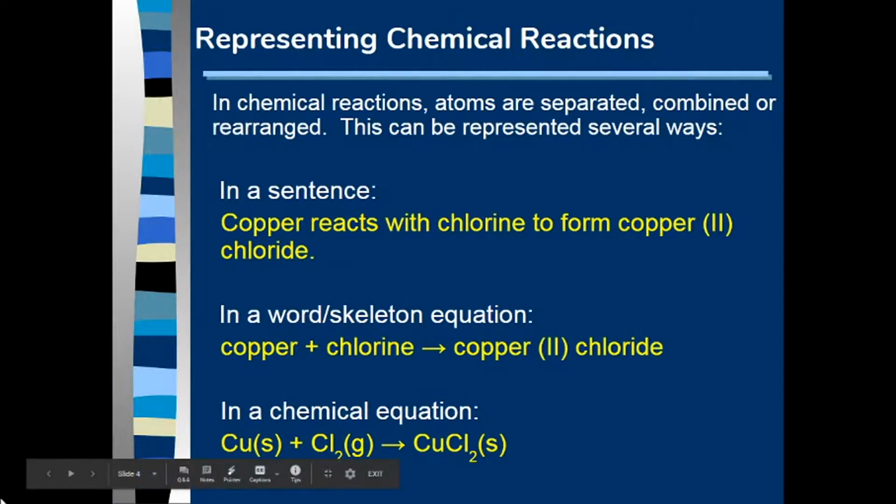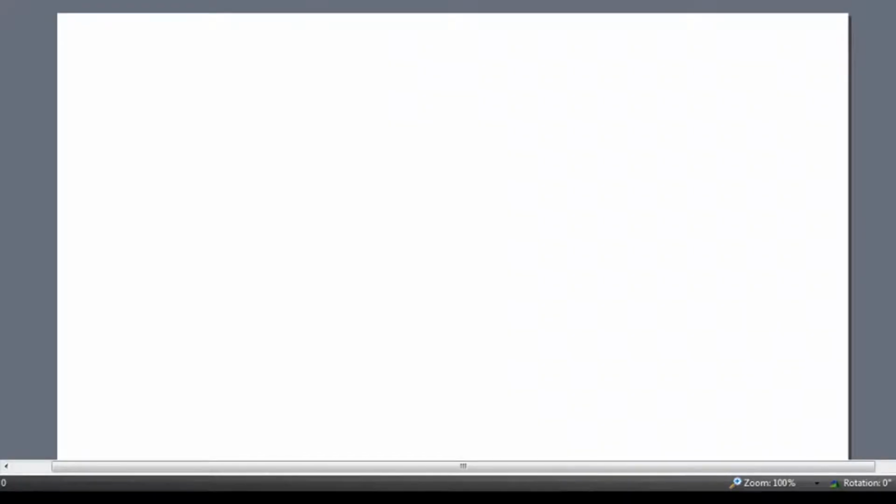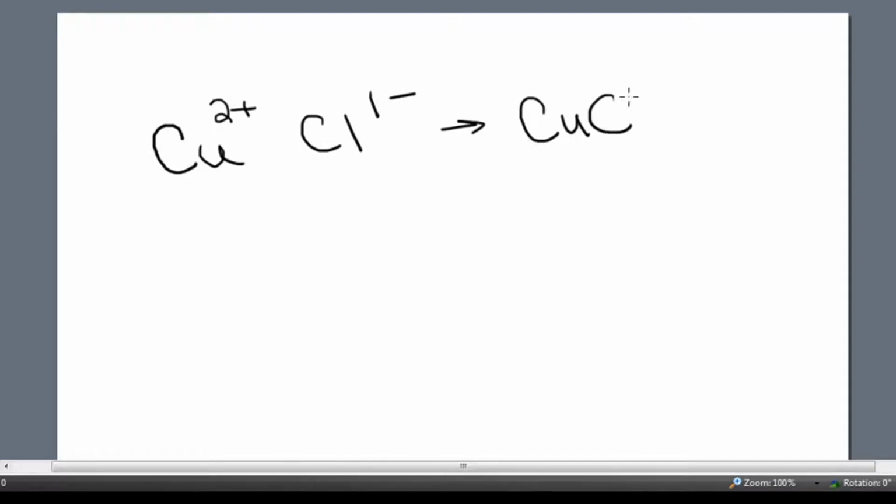In fact, I'm actually going to switch over really quickly to my smooth draw here. Hopefully. There we go. And I want to write out for you what I was just saying in words. So Cu, this is copper, has a 2+ charge. Chlorine has a 1- charge. And so the formula for copper 2 chloride is CuCl2.